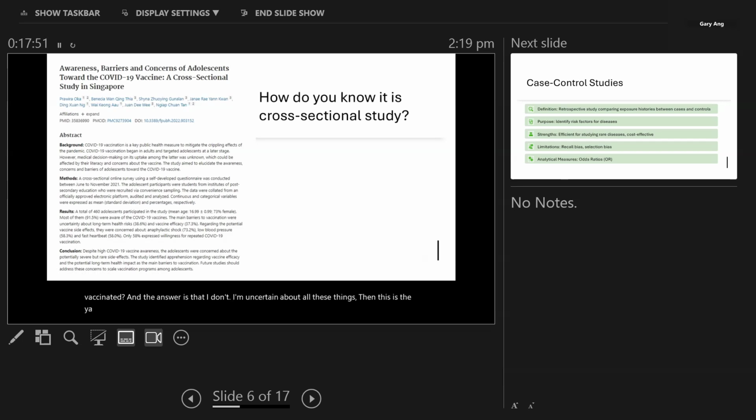Yeah, it can suggest causality, but then again, you're not sure whether it's because they don't go for the vaccine. Because they don't go for the vaccine, they rationalize by saying, I'm not going for the vaccine. Why am I not going? Because I think it's not effective. So you're not sure whether it's because it's not effective that they don't go for the vaccine, or because they don't go for the vaccine, now they say that it's not effective.